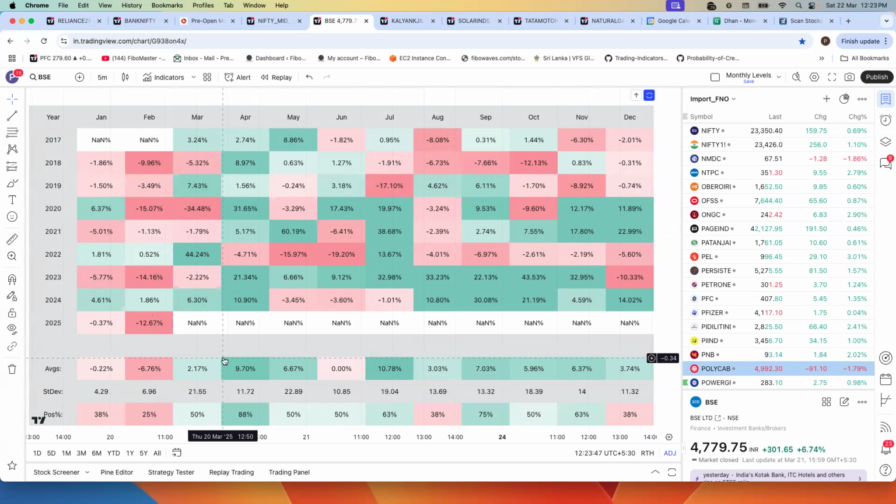This will give you another way of looking into the market, like which trend I really want to look into. I want to look at Feb, or March, or April, or May. Whichever month that particular script is good for me, I'll take it.